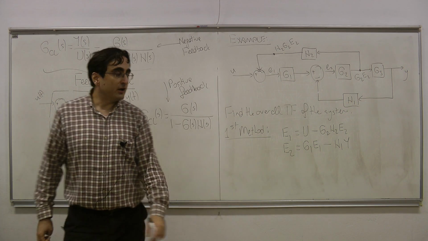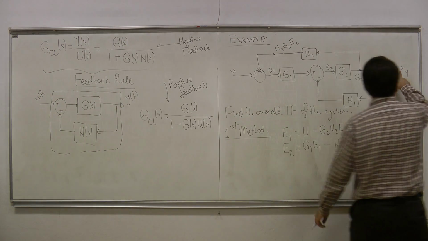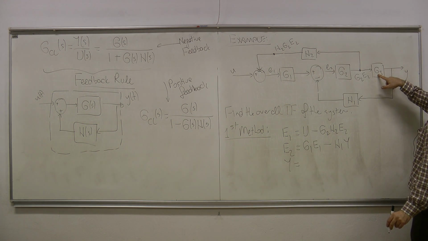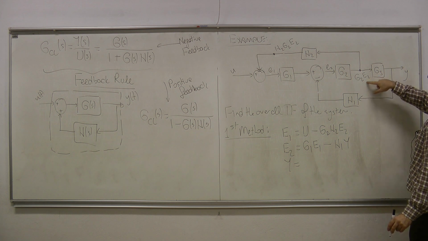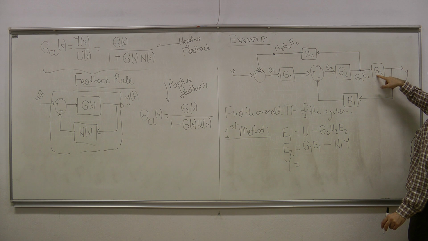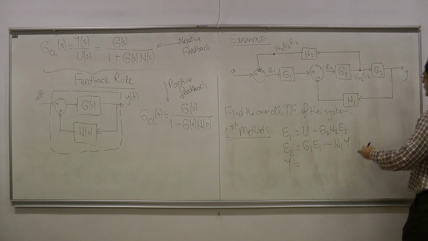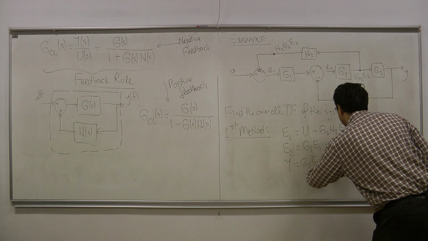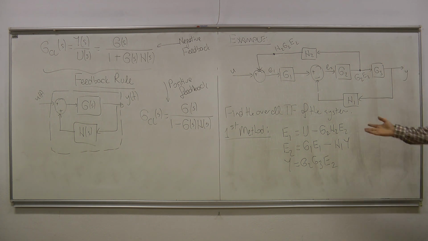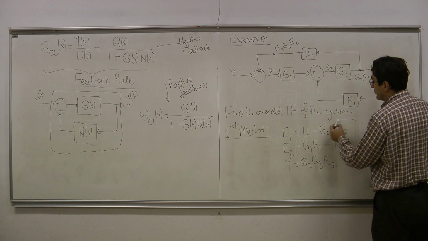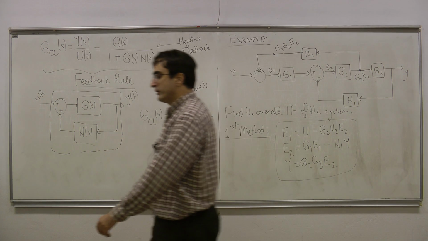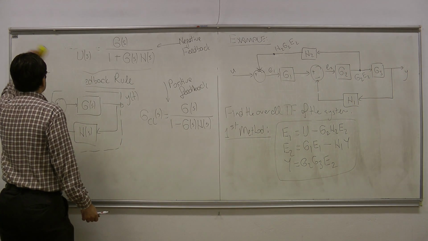And finally, what I have to do is to write the equation for this y here. Y is the output of the G3 system, and its input is G2 E2, and there is also the transfer function G3, so Y of s is going to be G2, G3 times E2. So I will just have these three equations coming from this system. And these are relating all of the variables to each other in this system. And by just using these equations, I can try to extract the overall transfer function of this system.